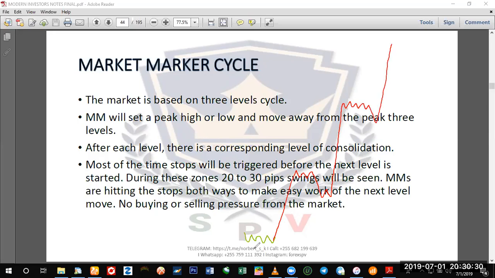So this one we call the W, the V, and then the M. So suppose now the peak is high, we'll have the M, the A, and the W there. Okay, so we have the M, A, W.